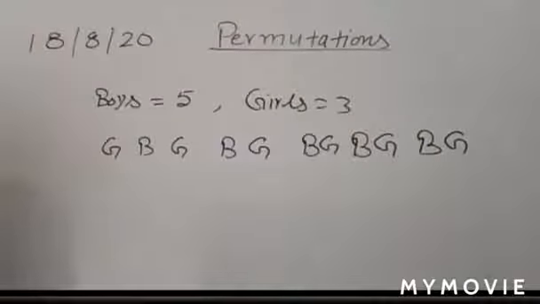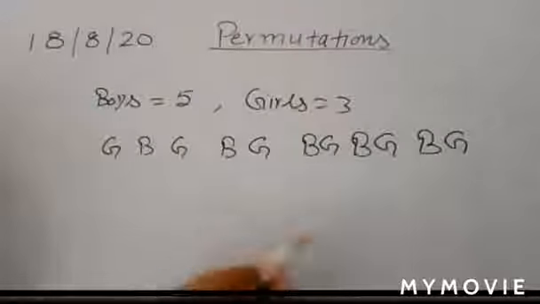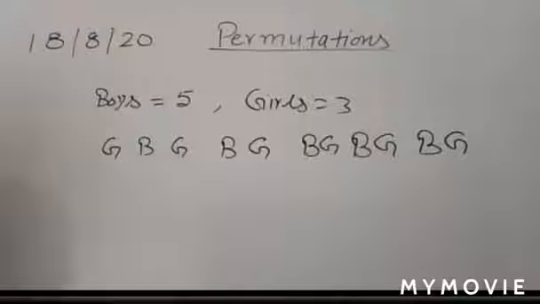So out of these 6 places, 3 girls can be seated anywhere. Clear? So that can be done by 6P3 ways. And boys can be seated by factorial 5 ways. Multiplying them, you will have your answer. Okay?